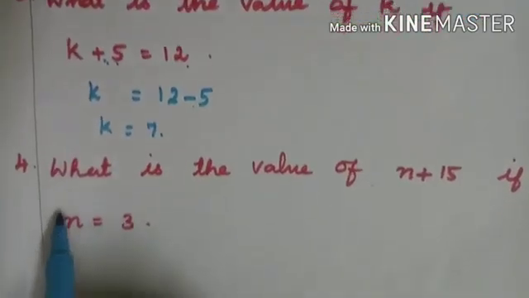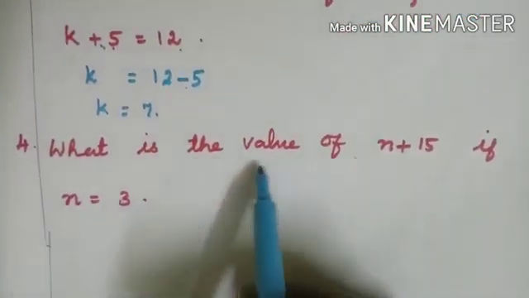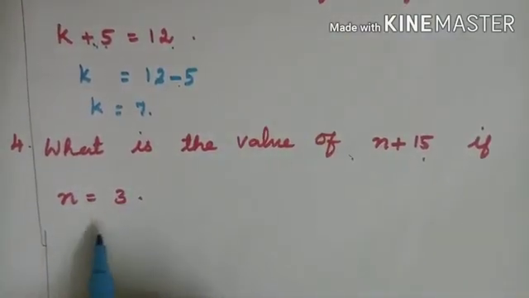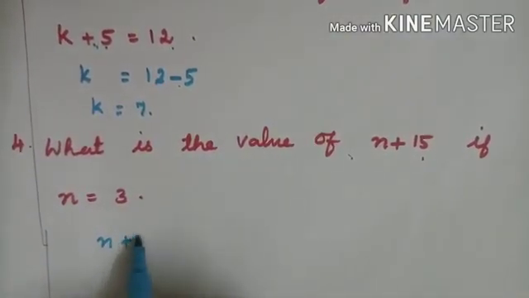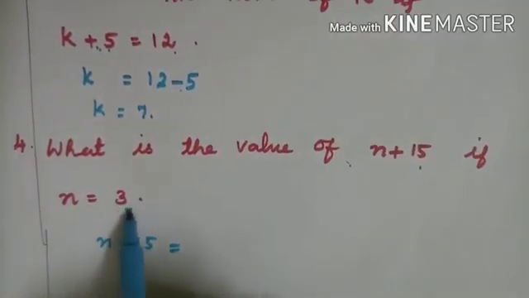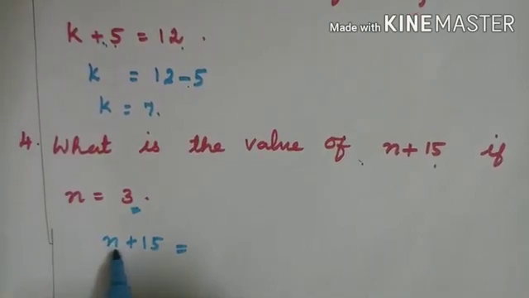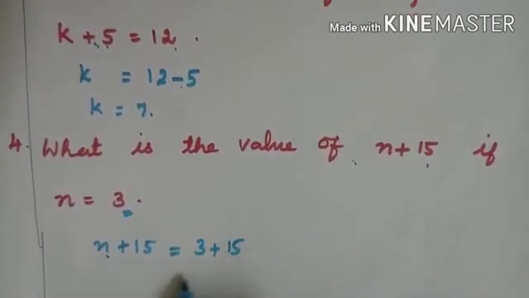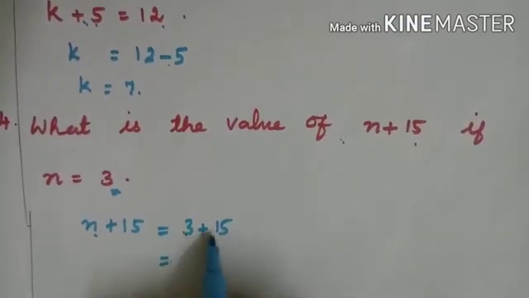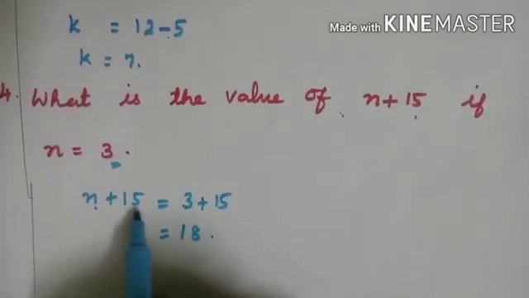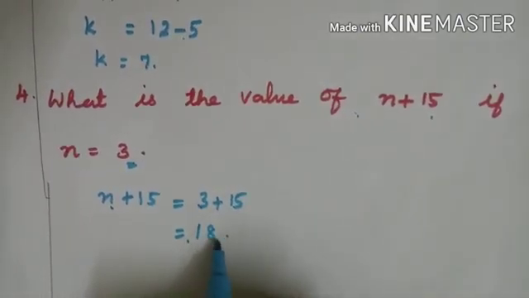Next question, fourth question. What is the value of n plus 15 if n equal to 3? That is, n plus 15 equal to, given n equal to what? 3. For n we have to substitute 3. Therefore, 3 plus 15 equal to what? 18. Therefore, n plus 15 equal to 18.